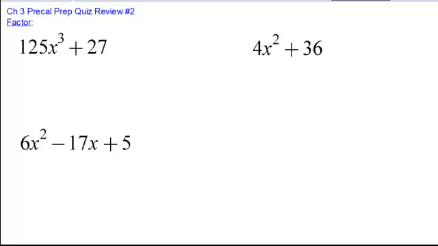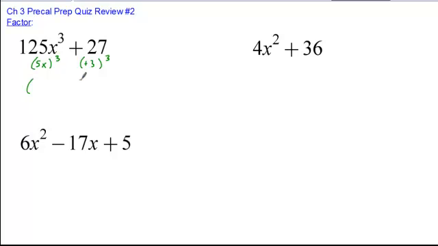Starting with this first problem, the first thing you look for is, are there any common factors you can remove? From this first problem, there are no common factors, but you should recognize that each of these terms is a perfect cube. What value are you cubing to get 125x cubed? 5x. And what value are you cubing to get positive 27? 3, a positive 3. So this fits the pattern of the sum or difference of cubes.